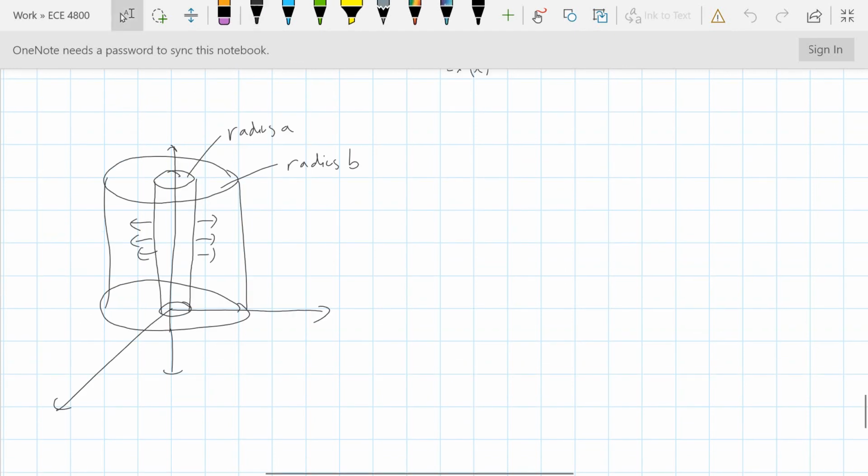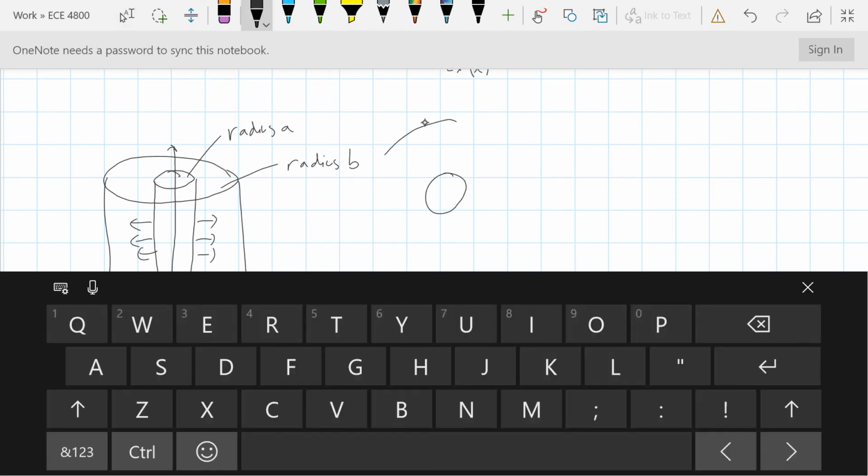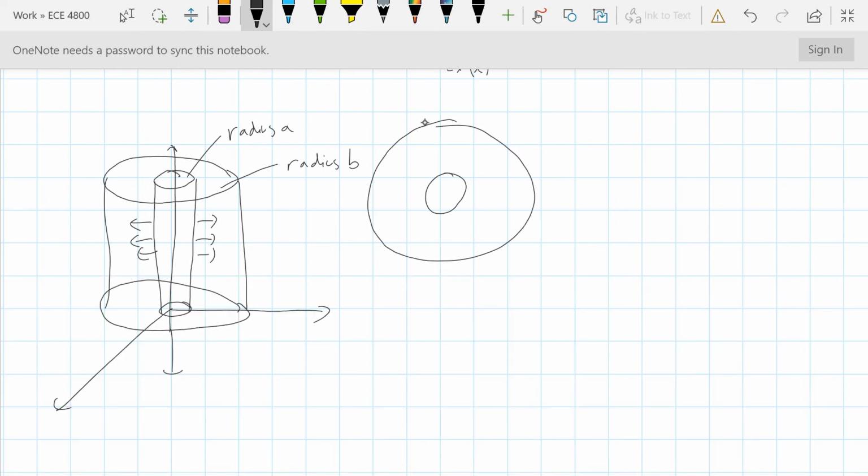So that's the key difference, the current is flowing from an inner cylinder to an outer cylinder. If we look at this from the top view, it's going to look something like this. This is the inner cylinder. This is the outer cylinder. And the current is going in all different directions like this. Terrible handwriting.